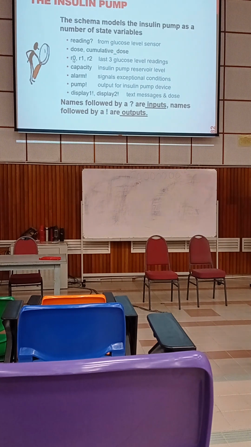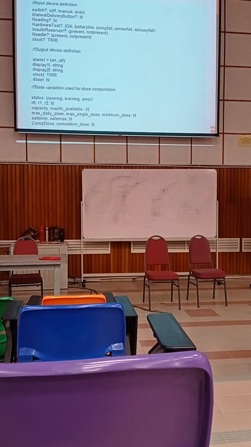So R1 is reading 0, reading 1, reading 2, reading 3. Okay? Then capacity, the insulin pump reservoir level. How much insulin has been stored in the pump? Okay? Alarm signal for exception control. When suddenly glucose goes high, it will notify the patient. Pump output for insulin, where the insulin will be released. Display 1, display 2 on the screen, display message. Okay, output.